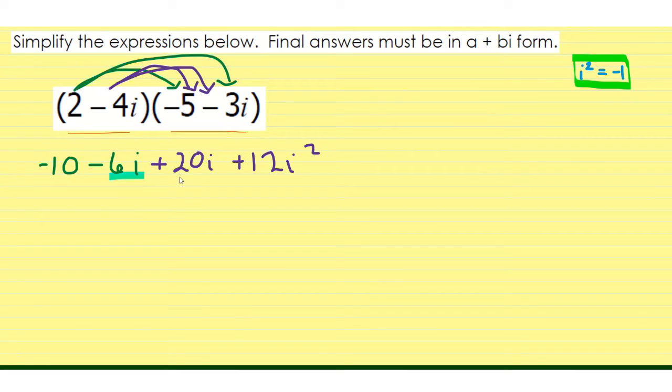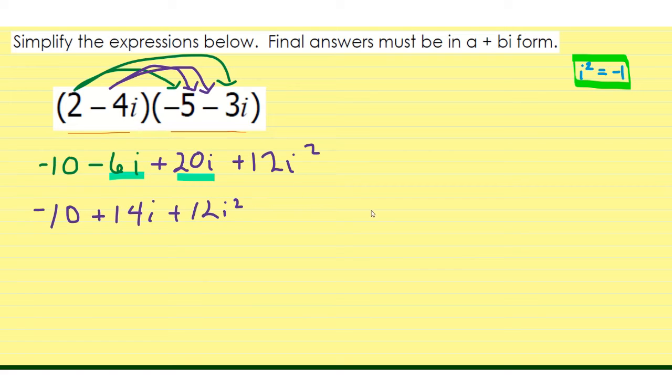Okay, order of operations tells us to combine our like terms. We have these two like terms in the middle, so that means that my next row is going to say negative 10. Negative 6i plus 20i is going to be a plus 14i, and then I've got plus 12i squared.